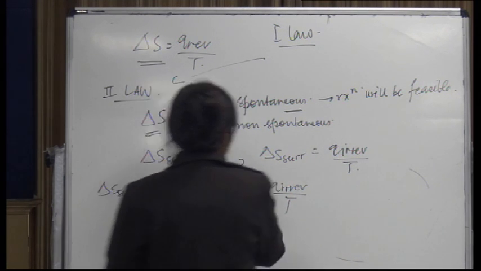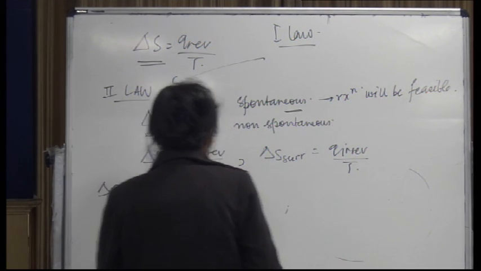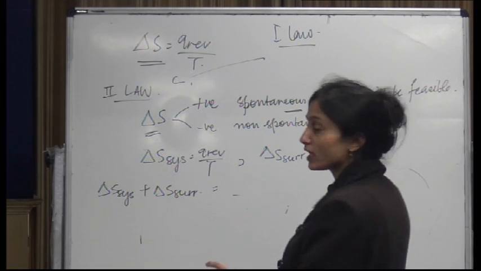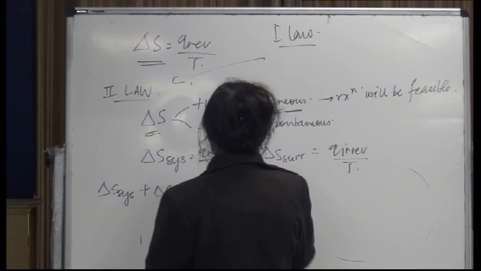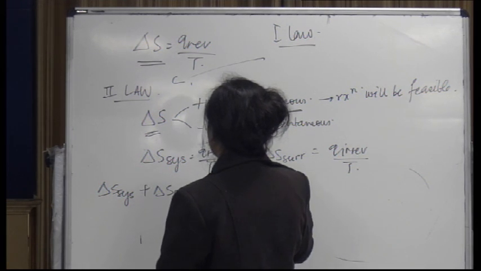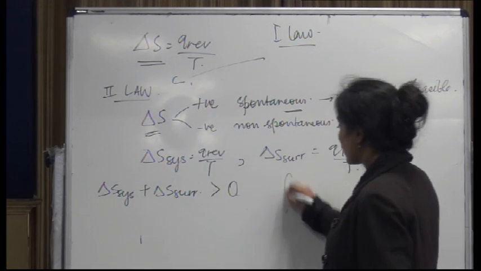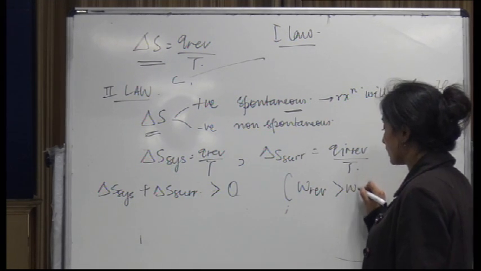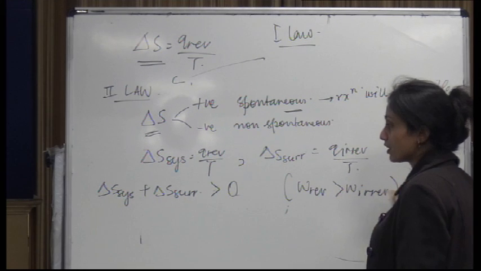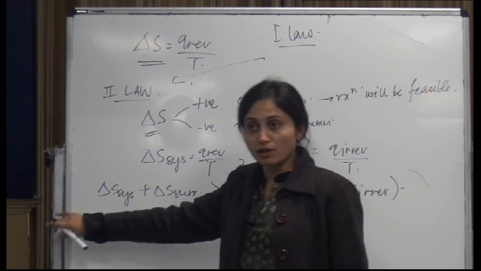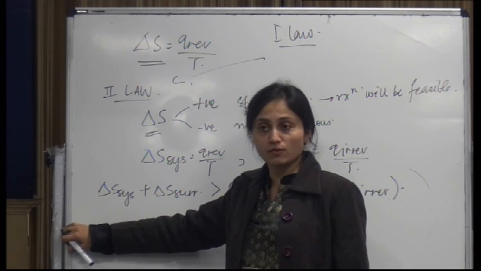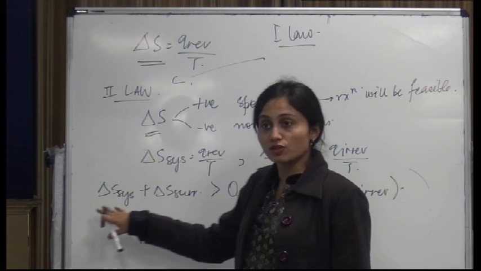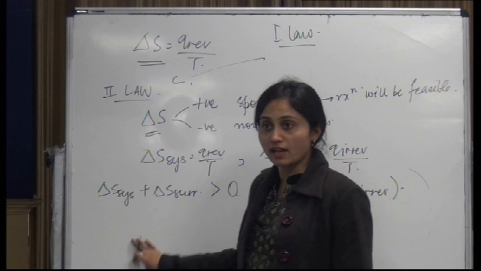The next thing that I want to tell you here is that delta S system plus delta S surroundings will always be positive, will always be greater than 0. And in this case, we make use of the fact that the work reversible is always greater than work irreversible. So one thing that you have to remember from the questions point of view is that the entropy of the universe increases because of delta S system plus delta S surroundings.